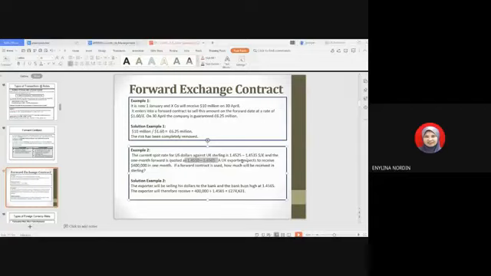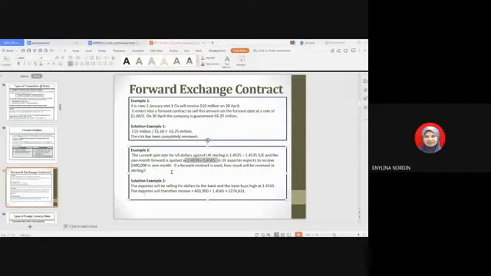A UK exporter exports goods and services to the US, and then receives the income in US dollars, $400,000, in one month's time. In one month's time, they will receive this $400,000. If the forward contract is used, how much pound will the company get?